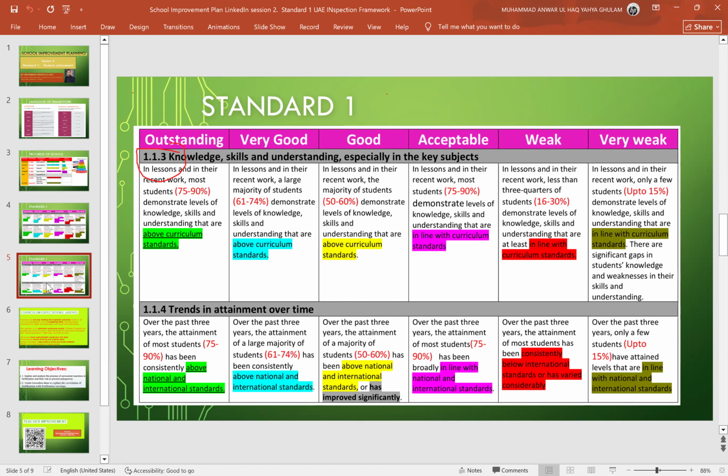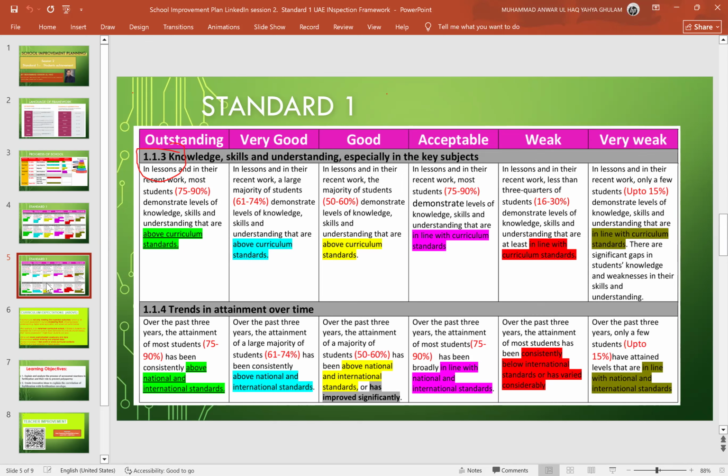Similarly, if you move to the next, now it is 1.13, which is knowledge, skills, and understanding, especially in the key subjects. In the UAE inspection framework there are five, technically four, core subjects. The first one is Islamic education, Arabic, English, math, and science. These are the five core subjects. Okay, four core subjects, but they do go for social studies and other subjects also. They do include them.